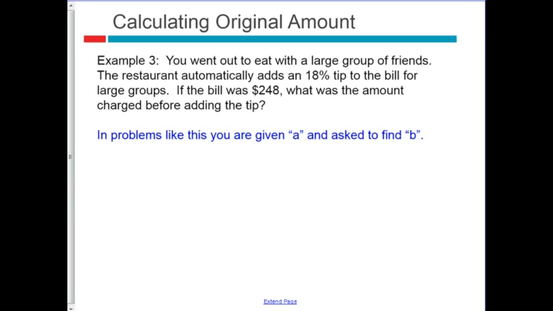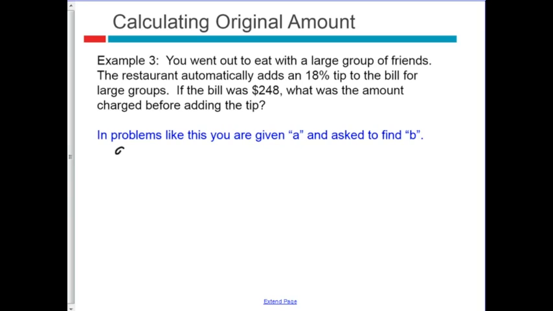Okay, now here's a new type of problem. In this case, you know the total and want to figure out what the bill was. In some places, when you eat out with a large group, they add the tip to the bill for you, and you want to make sure that it comes out right. So you went out to eat with a large group of friends, and the restaurant automatically added an 18% tip to the bill. If the bill was $248, what was the amount charged before the tip?